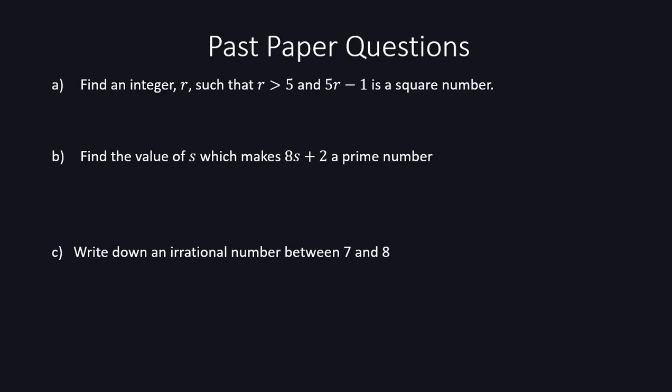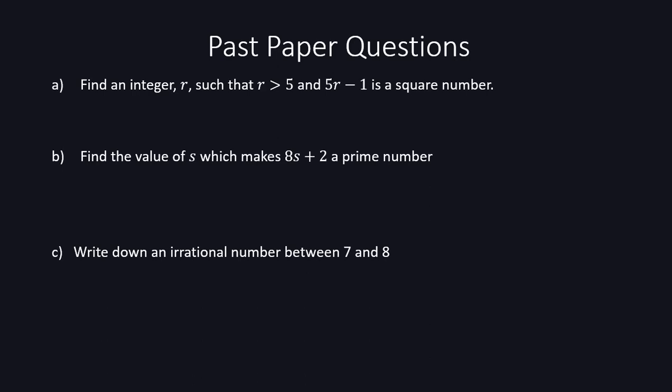All of the multiples of 5 end in either 5 or 0, and 5r is obviously going to be a multiple of 5. Therefore, 5r minus 1 will always end in either 4 or 9. So now you only need to look for square numbers which end in either 4 or 9. Two numbers that I can think of right now are 49 and 64.